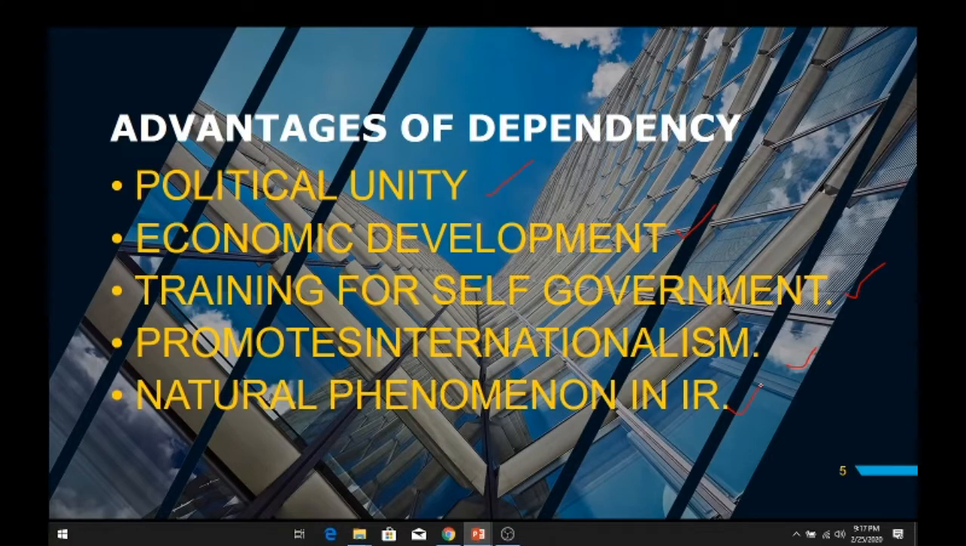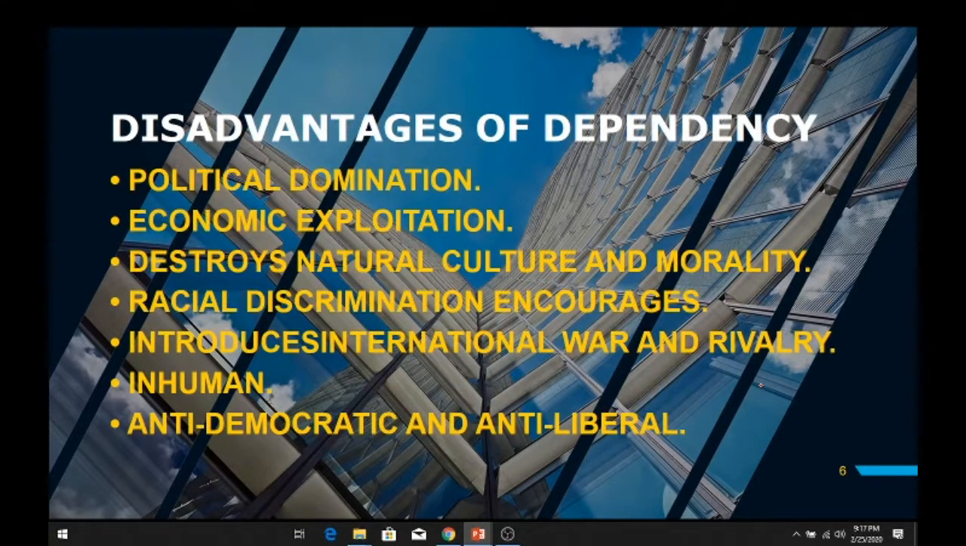So what are the disadvantages of dependency? I have listed the disadvantages of dependency as well. It promotes political domination. As we know, not all nations in the dependency relationship benefit; it is not good for the underdeveloped countries. The dominant ones fulfill their own needs through the weaker nations. So they exploit them economically as well as politically. They destroy natural culture and morality, and this happens quite often in the international arena. We have seen the core countries exploiting weaker countries for their own benefit.